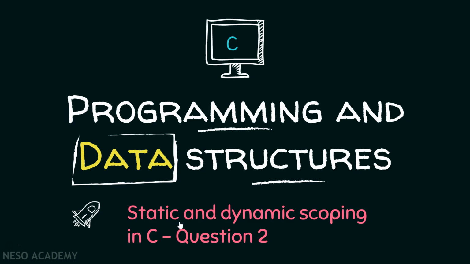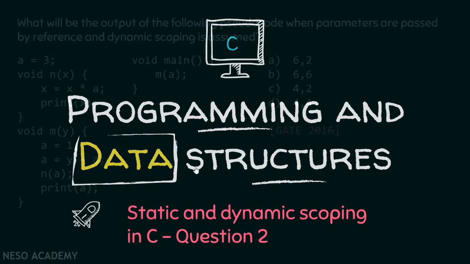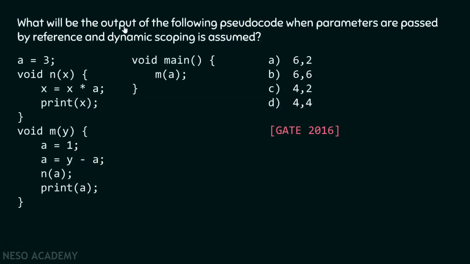Let's consider one more important question on static and dynamic scoping in C. What will be the output of the following pseudocode when parameters are passed by reference and dynamic scoping is assumed? So we are assuming two things in this particular pseudocode. We are assuming that parameters are passed by reference and dynamic scoping is also assumed. So what will be the output?